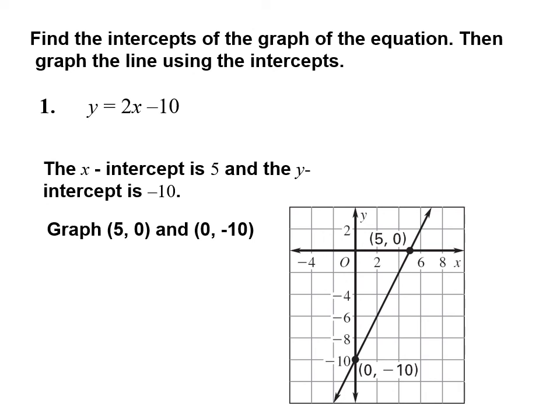So let's graph points (5, 0) and (0, -10). And through those 2 points, we may use a straight edge to graph the line. And that is the line of the equation y = 2x - 10. So now you have a second method for graphing. Instead of making a table, we can find the intercepts and graph.